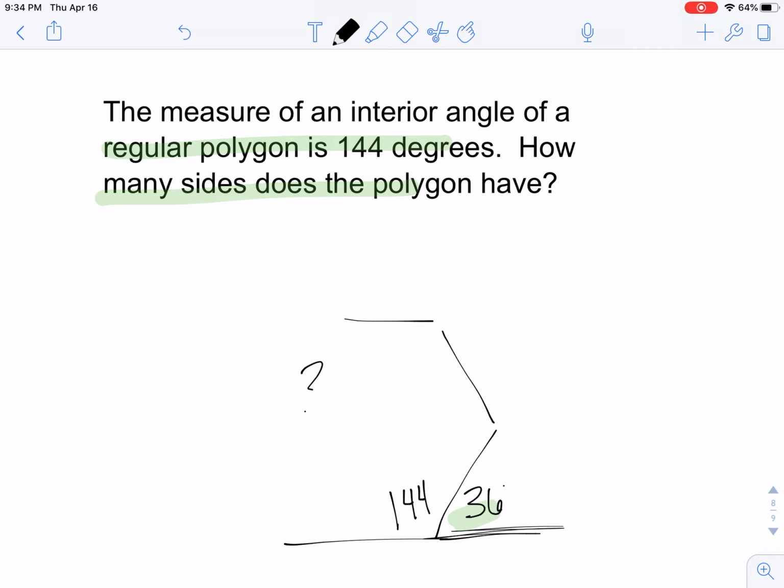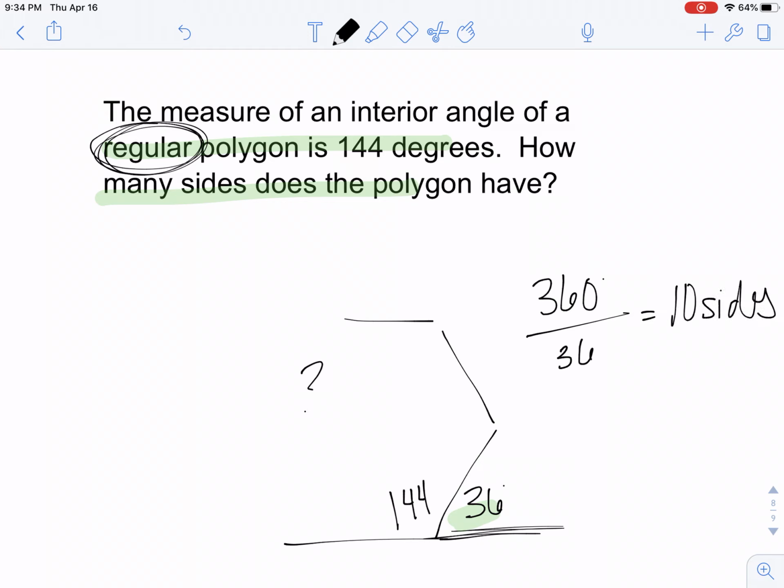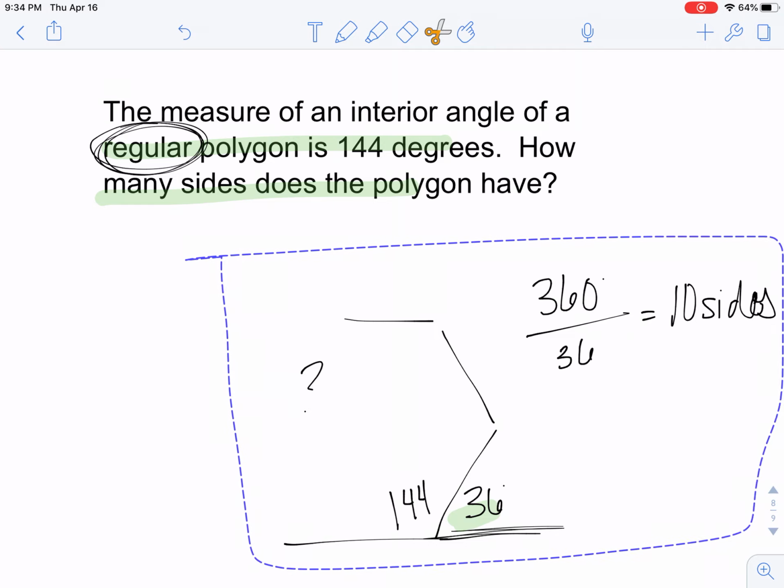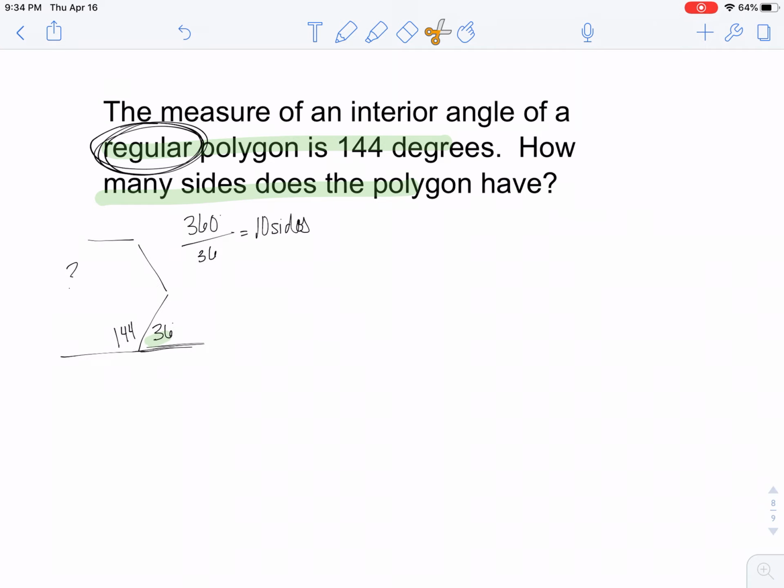Now I know that all my exterior angles add up to 360 degrees, and I know that it's regular, so I know that they're all the same. So I'm just going to divide by 36 and see how many times that goes in there, and I know there has to be 10 sides. Okay, that's the fast way to do it. There is another option to solve this. It's a little more complex, but I will show it to you just so you can see it.